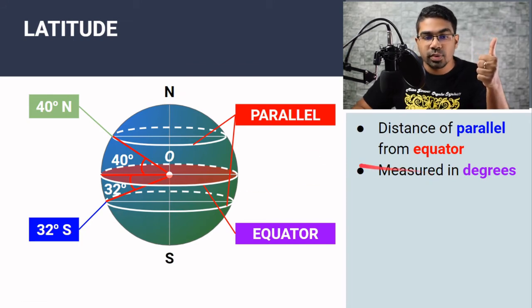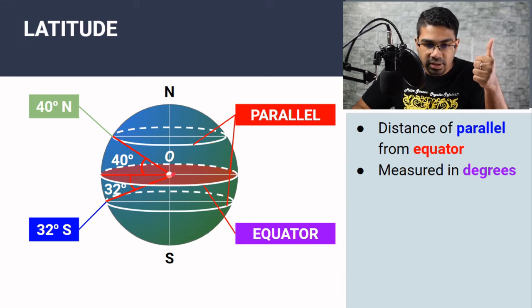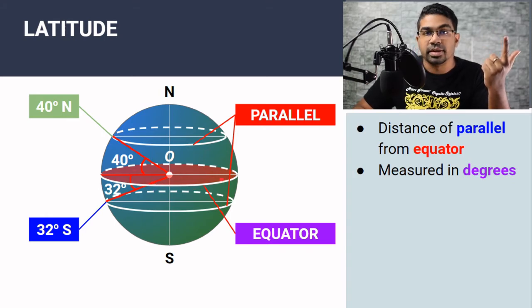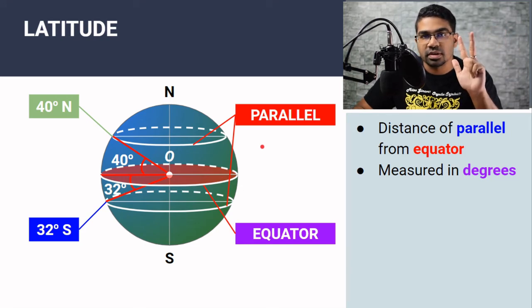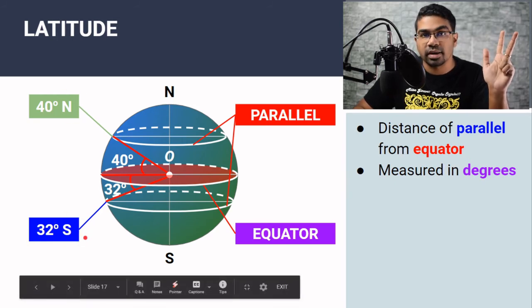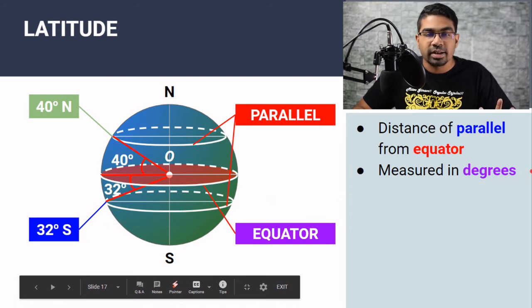First, draw a line between the point on the earth that lies on the parallel to the center of the earth, and then measure the angle between that line and the plane of the equator. Third, look for whether it is in the northern hemisphere or the southern hemisphere. So if it's in the northern hemisphere, add N at the back. If it's in the southern hemisphere, add S at the back. This is how we find latitude.